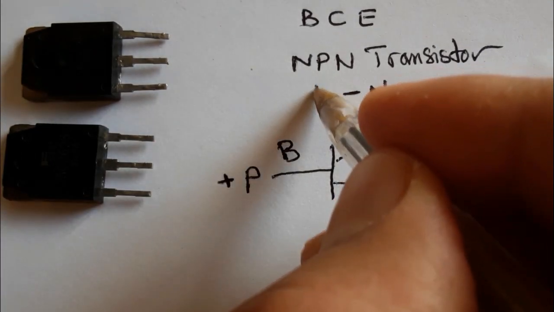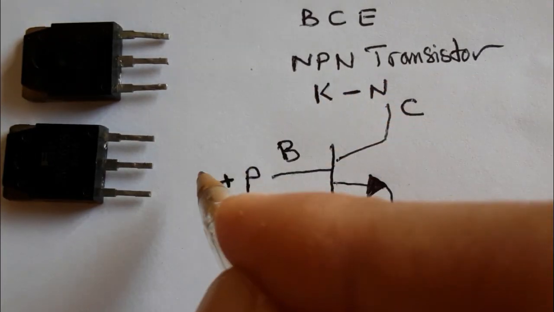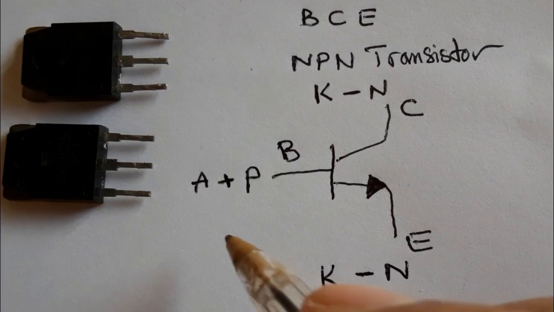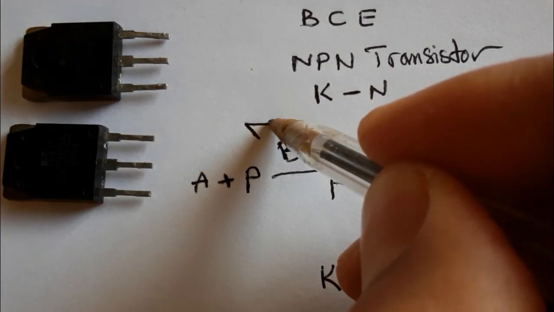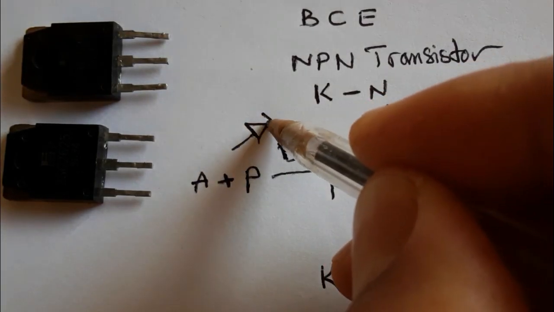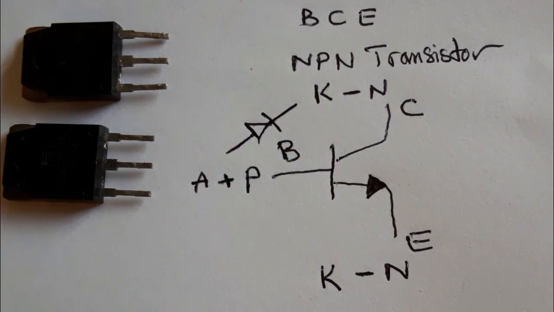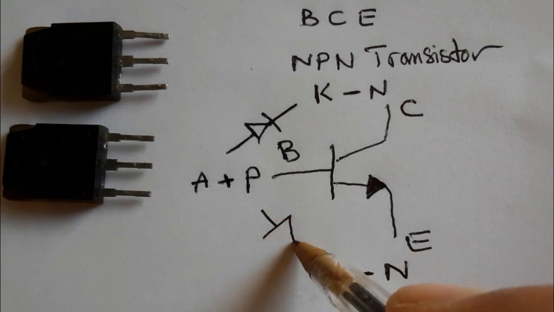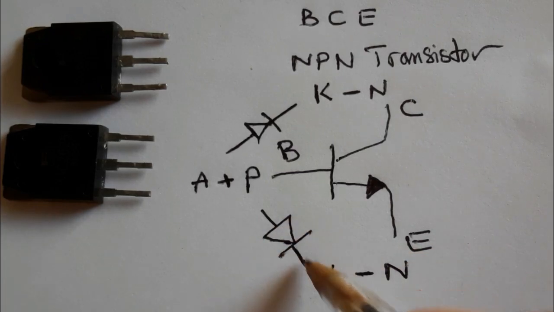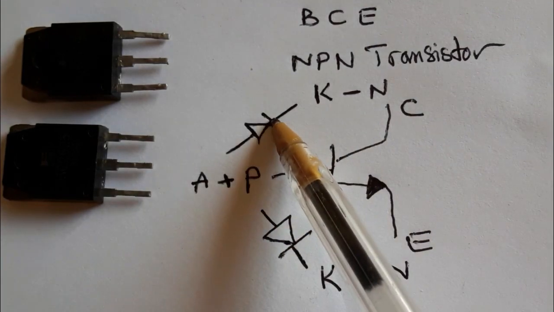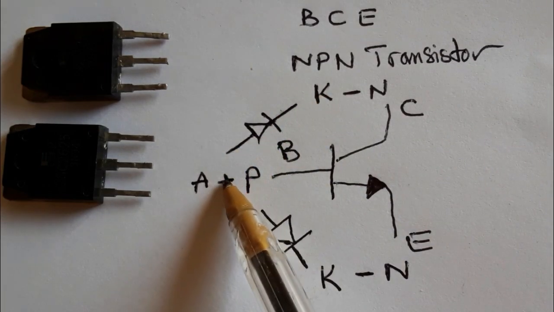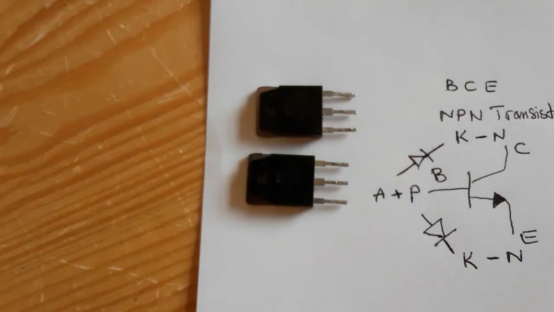We can see also cathode, anode, and cathode, just for beginners in order to understand clearly. So here basically we have a diode in this direction. And over here we have another diode in this direction because this is NPN transistor. As you can see the cathode here and the anode to the base.